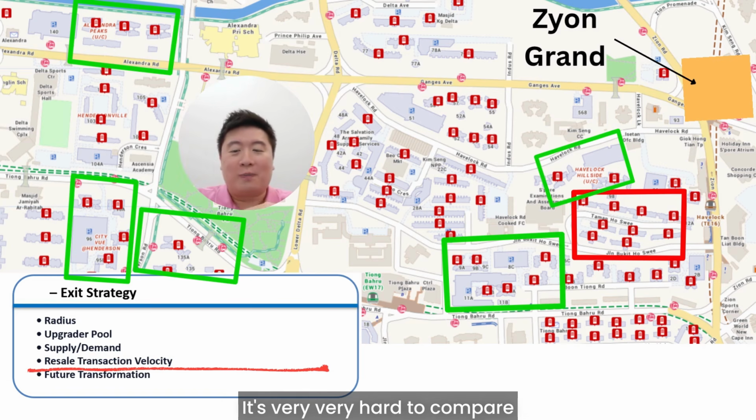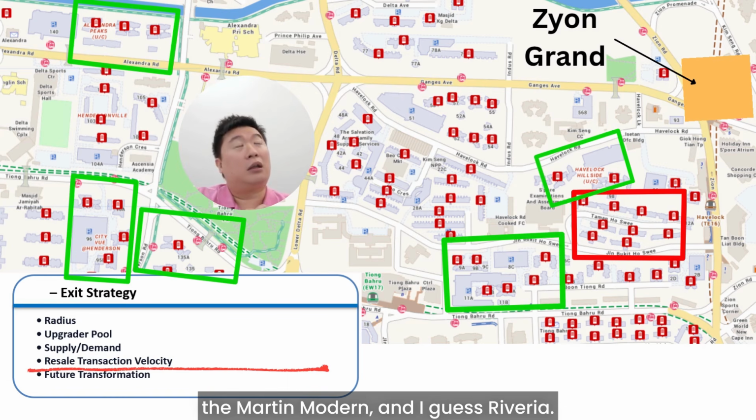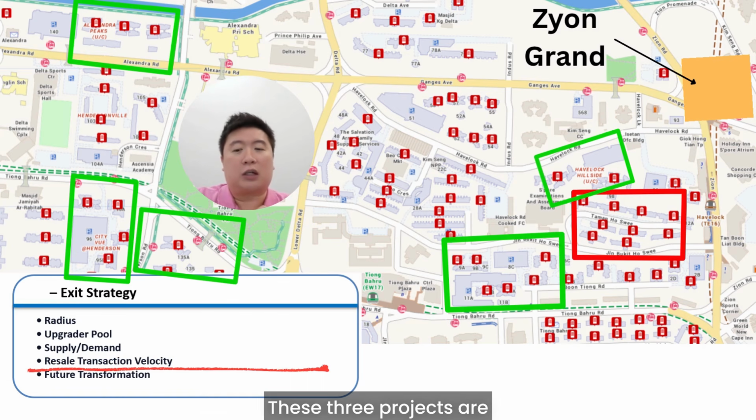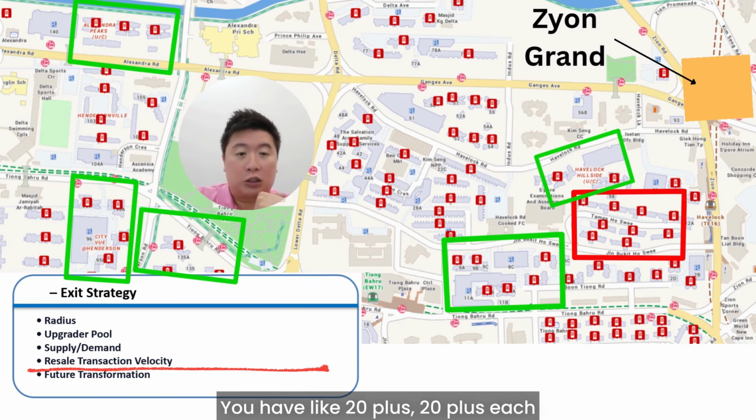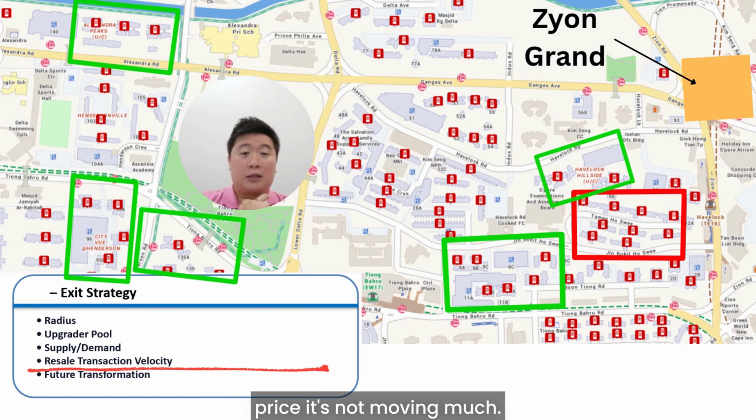It's very, very hard to compare. But I think at least the Irving Hill Residences, the Martin Modern, and I guess Riviera, these three projects are the ones where you can see the resale transaction velocity. And it's actually honestly not too bad. You have like 20 plus each for the newer ones like Martin Modern and Irving Hill. But Irving Hill, because of the high price, it's not moving much. Likewise for Martin Modern. Martin Modern actually has a healthier performance.